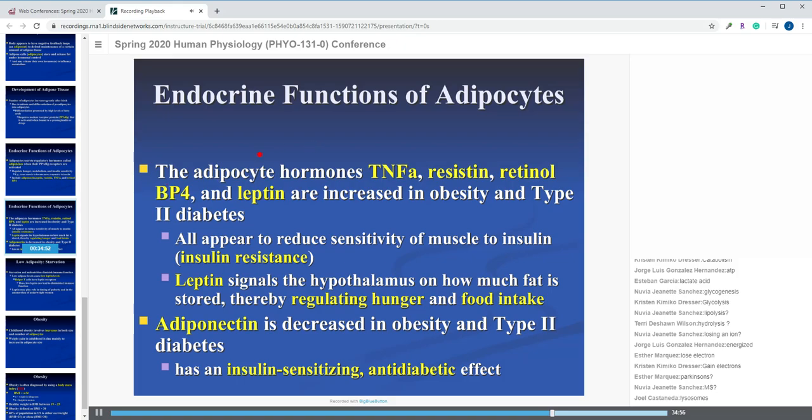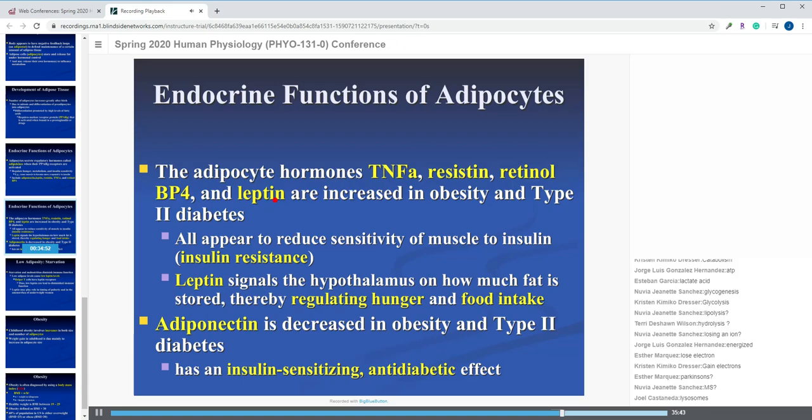So the adipocyte hormones, which include tumor necrosis factor alpha, resistin, retinol binding protein 4, and leptin, as research has suggested, are increased in people who are obese and individuals who have type 2 diabetes. And these four adipokines produced by the adipocytes appear to reduce the sensitivity of muscles to the hormone insulin, causing insulin resistance in individuals.